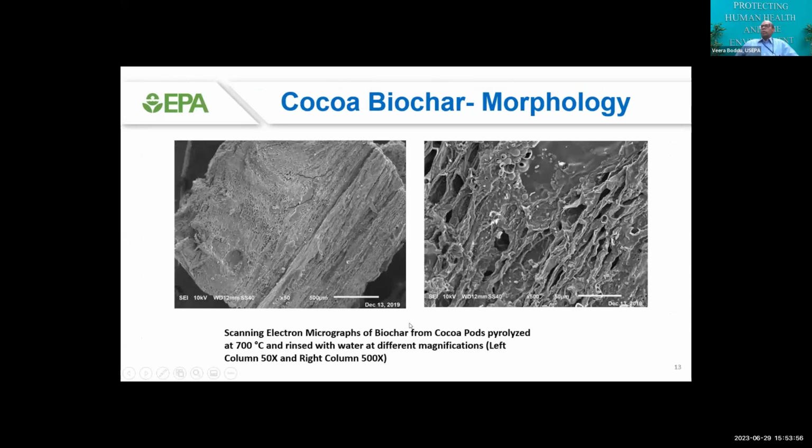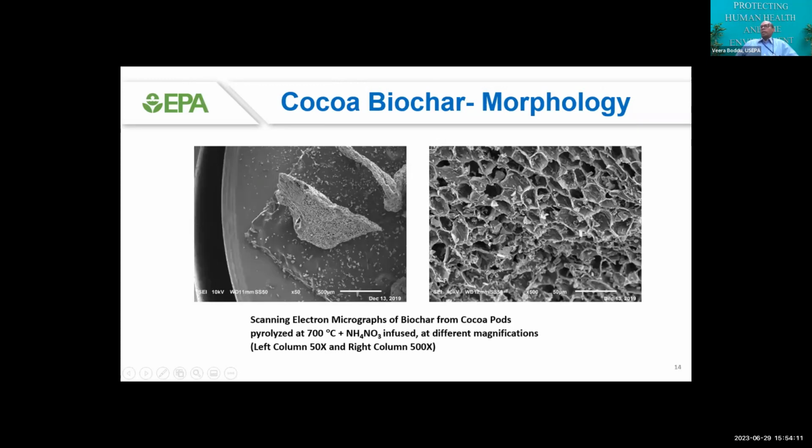And this shows the 700 degrees Celsius biochar rinsed with water. This is the cocoa pod biochar at two magnifications. I'm not showing all the 500 and all other things, just a couple of things. This is the cocoa pod with ammonia infused at different magnifications. You can see some depositions inside of the condensed particulates. We believe those are particulates, either through attrition of the surface or some of it may be ammonium nitrate.